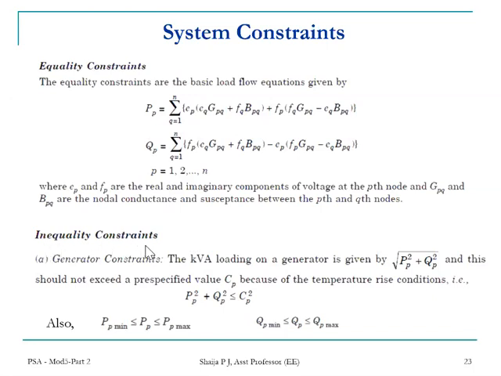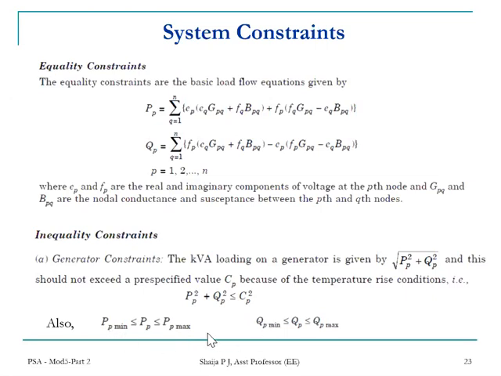And next we'll be moving on to inequality constraints. In inequality constraints, the first one is the generator constraint. The KVA loading on a generator is given by root of P square plus Q square of that generator, and this should not exceed a pre-specified value Cp because of the temperature rise conditions. That is, Pp square plus Qp square should be less than or equal to Cp square. And the active power of the pth station again has limits, Pp minimum and Pp max.